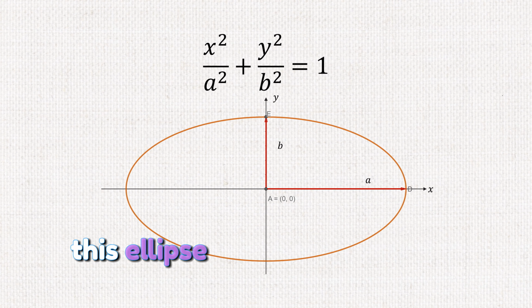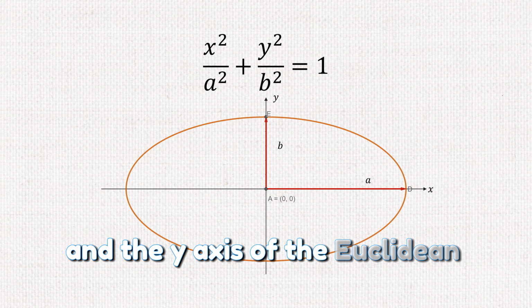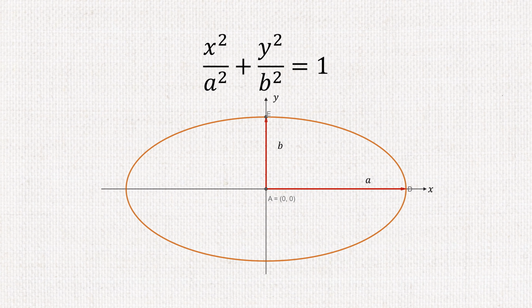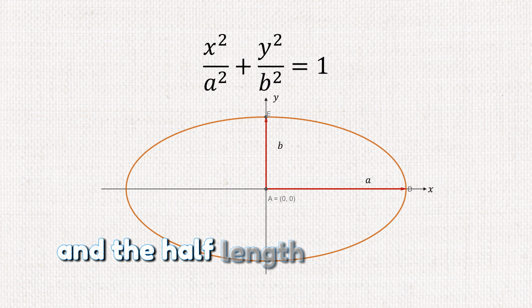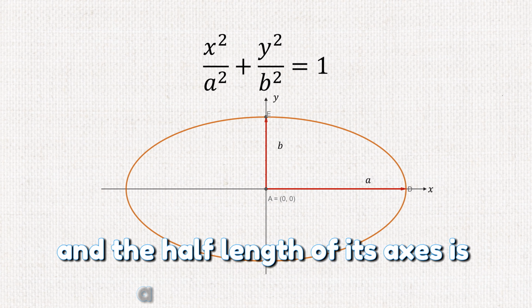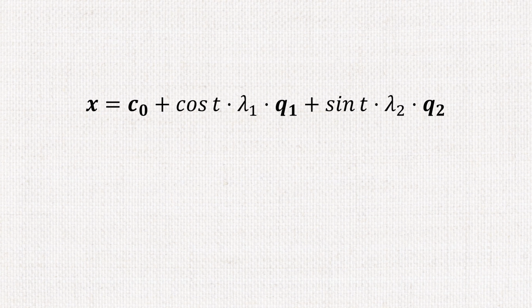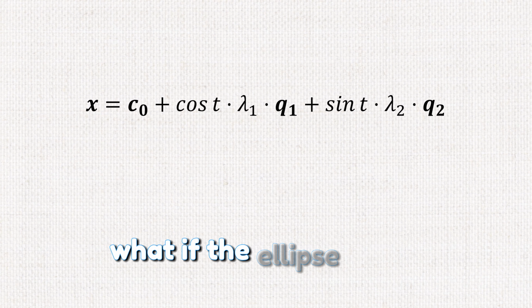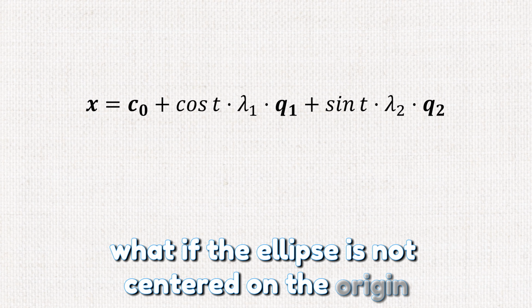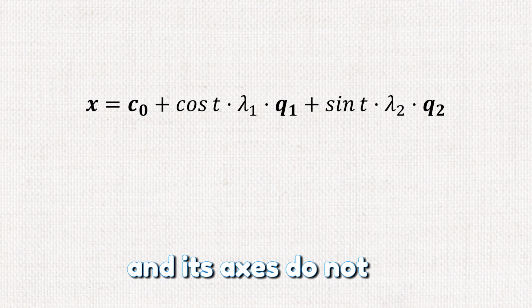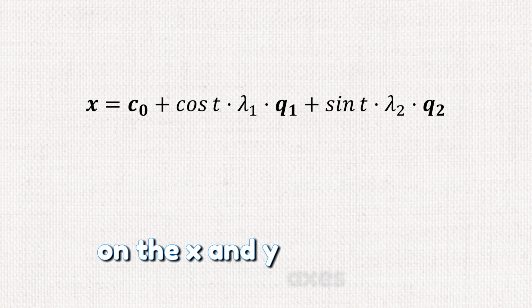This ellipse still centers on the origin, with its two axes lying on the x-axis and the y-axis of the Euclidean plane, respectively, and the half-length of its axis is a and b, respectively. You may wonder, what if the ellipse is not centered on the origin and its axes do not lie on the x and the y-axis of the Euclidean plane?